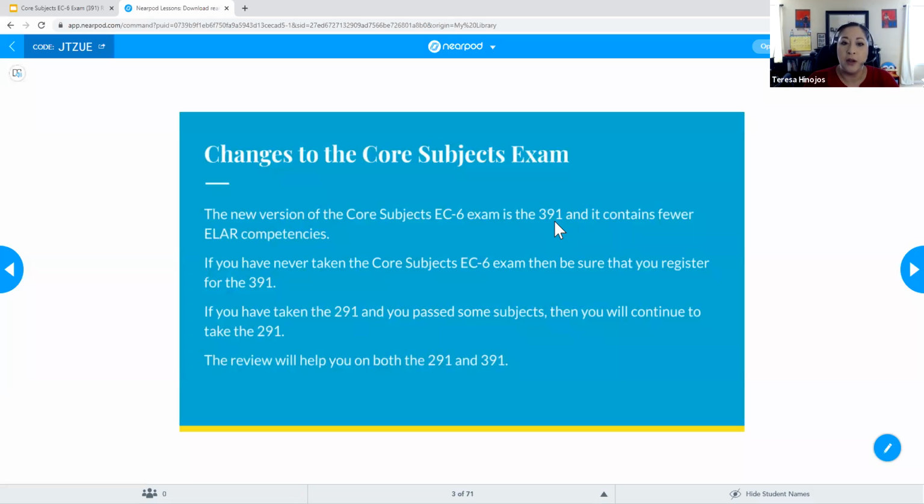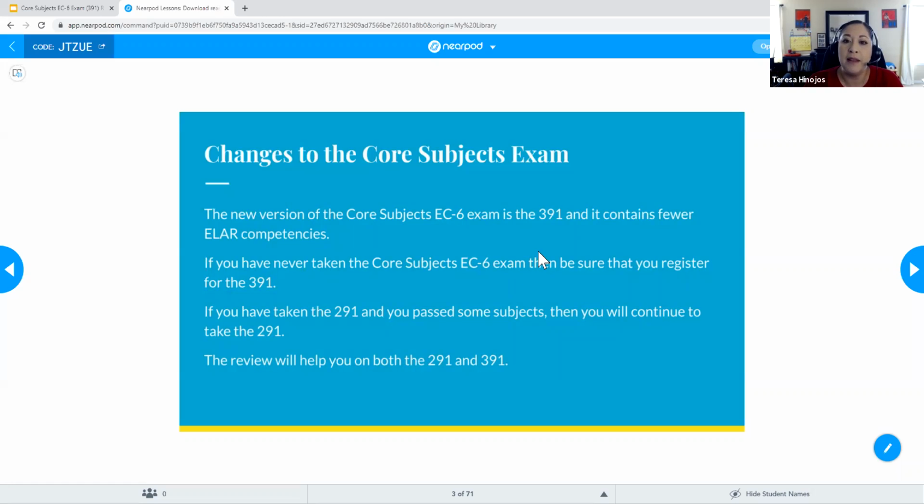So another difference between the 391 and the 291 is that because the 391 has fewer ELAR competencies, there's also less questions for the ELAR. There's less time for the ELAR, but that actually gives you more time on the other subject areas, and there's a couple more questions on the other subject areas. So I guess it's more of a benefit to take just the 391 if you've never taken it before, just because you'll have a little bit of extra time with those other areas.